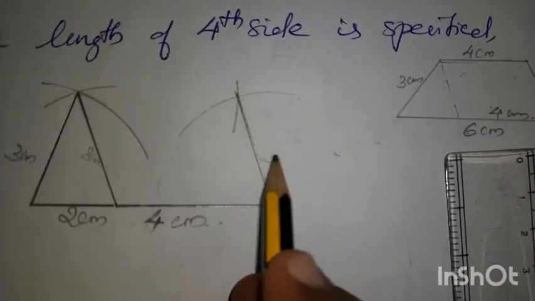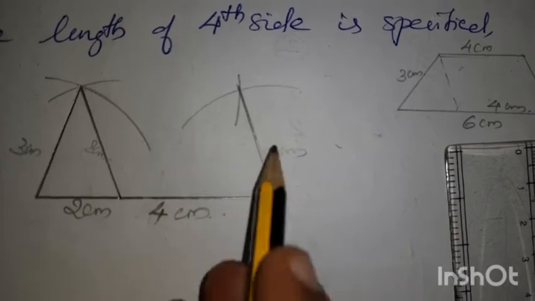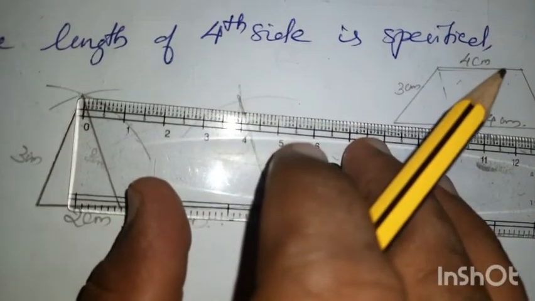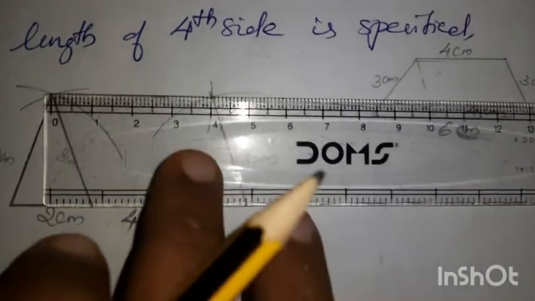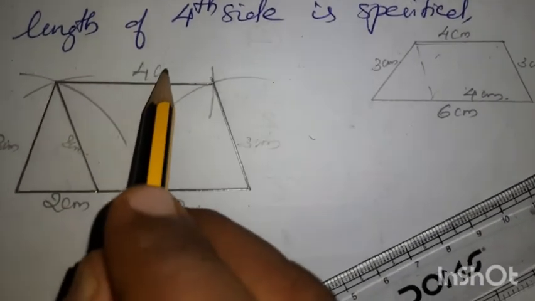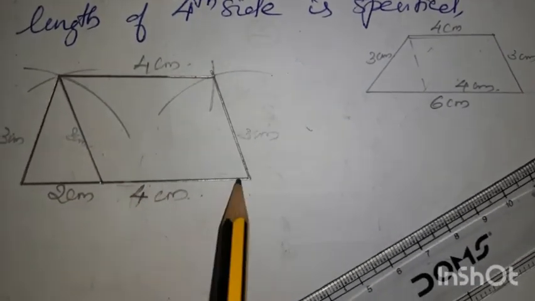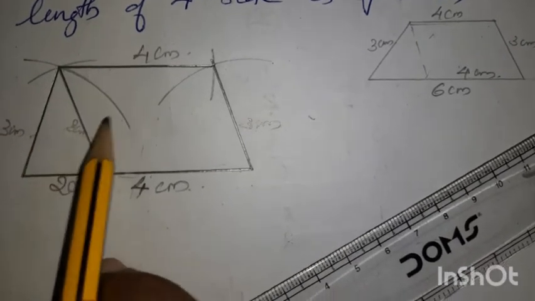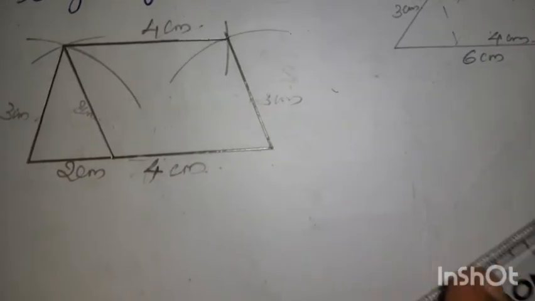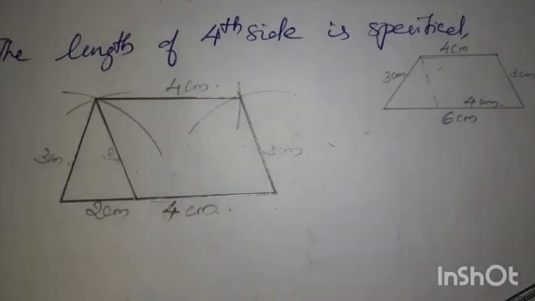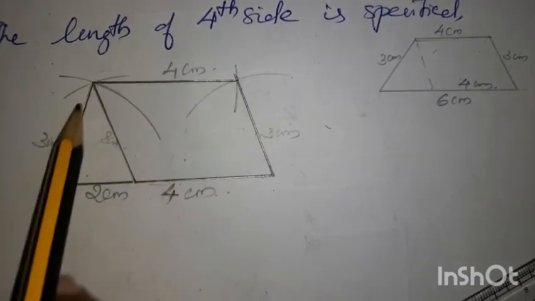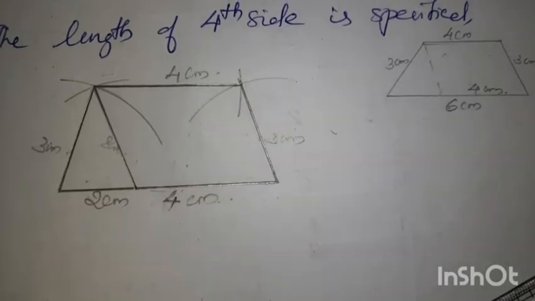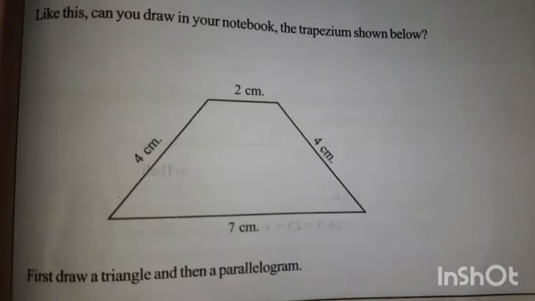Side of the parallelogram we are getting as 3 centimeter each. Okay. Then you have to join the top end. So this is 4 centimeter. This is also 4 centimeter, 3 centimeter, 3 centimeter, and 3 centimeter. So by completing one isosceles triangle and a parallelogram, we can complete one trapezium, isosceles trapezium.